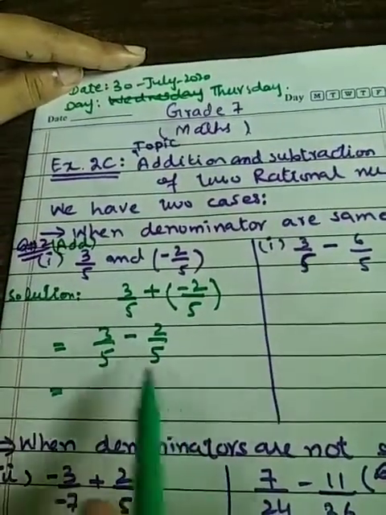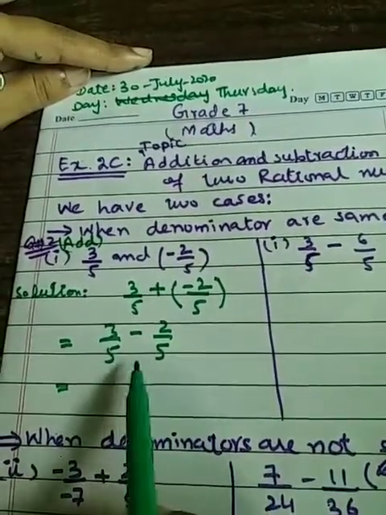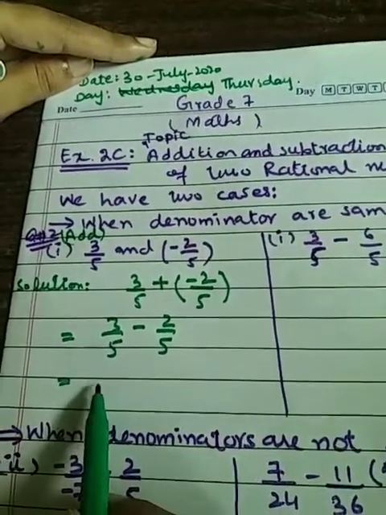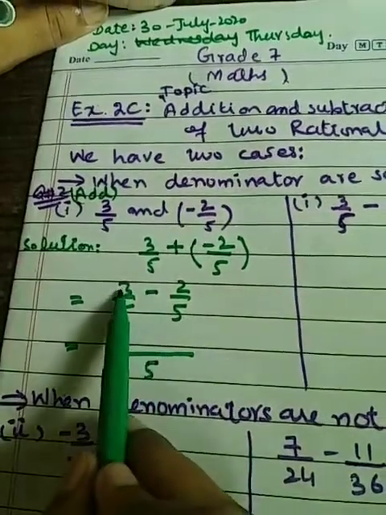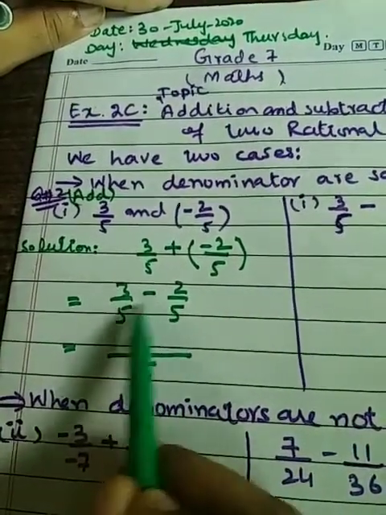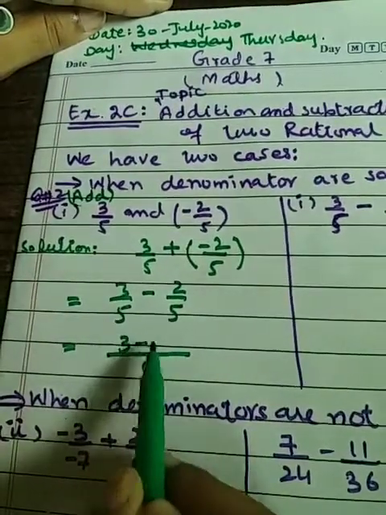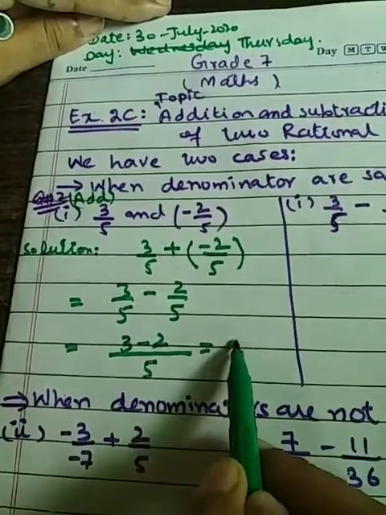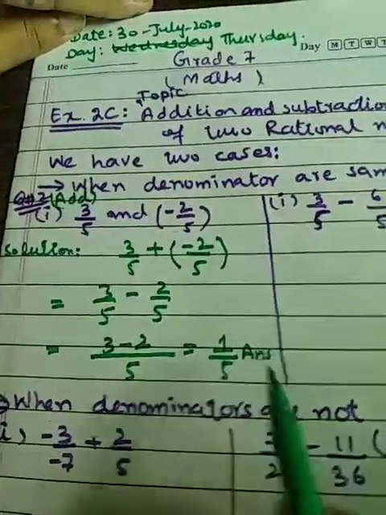So we have seen that there is the same denominator in both rational numbers. If there is the same denominator, you just write the denominator once and add or subtract whatever the sign is, directly on the numerators: 2 minus 3. So 2 minus 3 gives you 1 divided by 5. This is your answer.